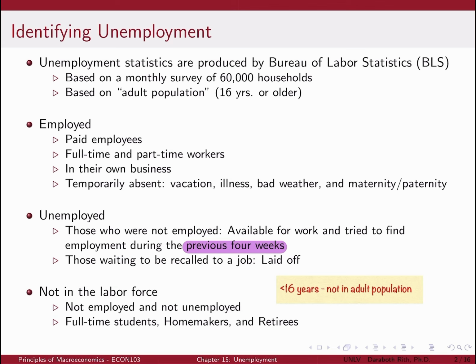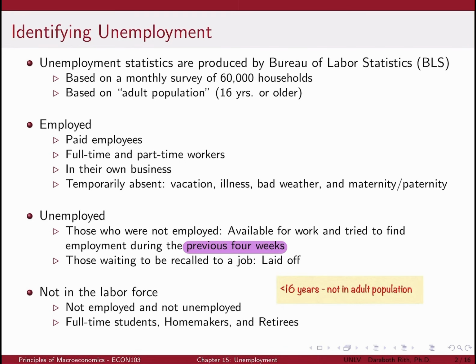Employment statistics are produced by the Bureau of Labor Statistics, BLS, based on a monthly survey of 60,000 households and based on the adult population, that is 16 years or older. The BLS places each adult into one of three categories: employed, unemployed, or not in the labor force.